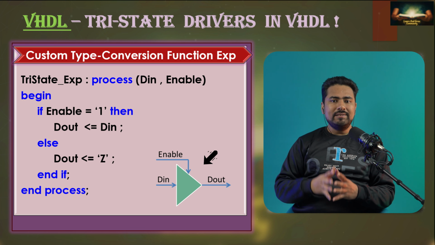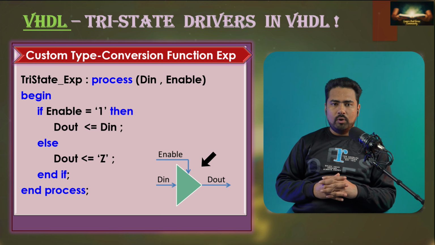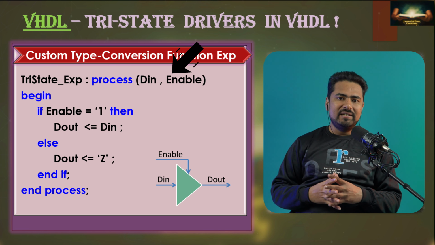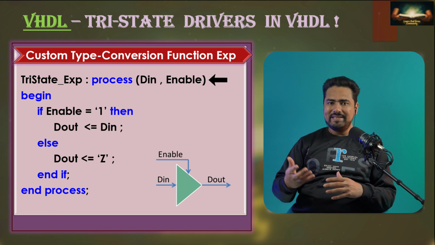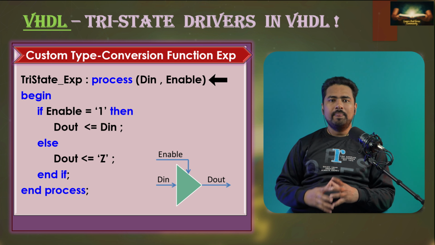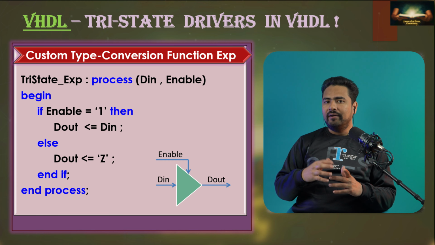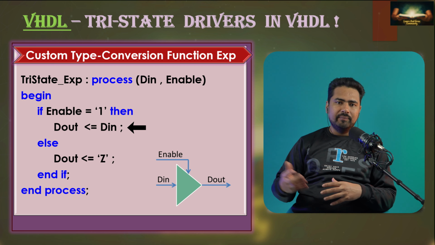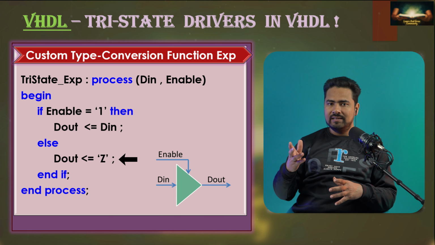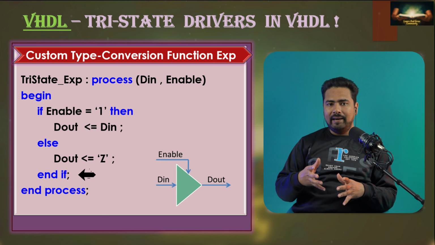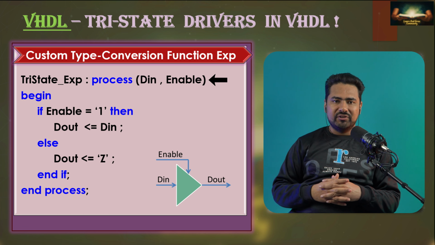Now, to implement this tri-state driver in VHDL, we use a combinational process block. So, our simple VHDL design would be like this: tri-state colon process d in comma enable begin. If enable equals 1, then d out gets the value of d in, else d out gets the value of Z. This is high impedance. End if, end process. We start with the process declaration.